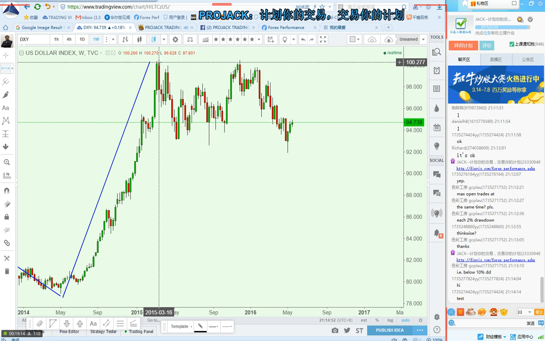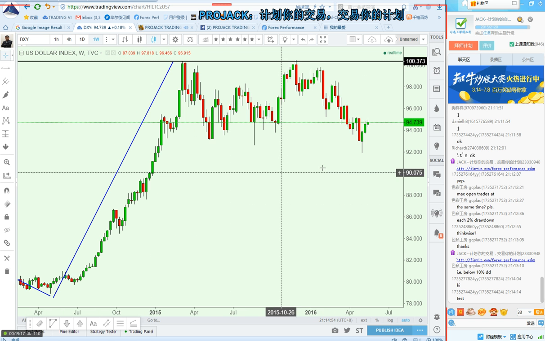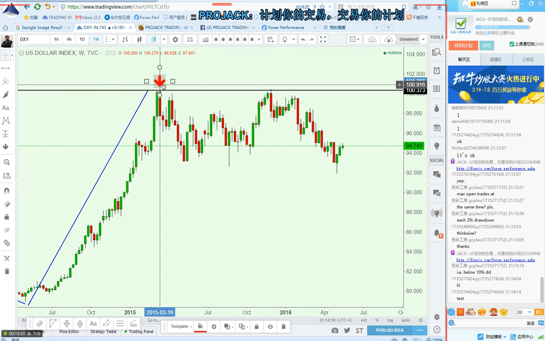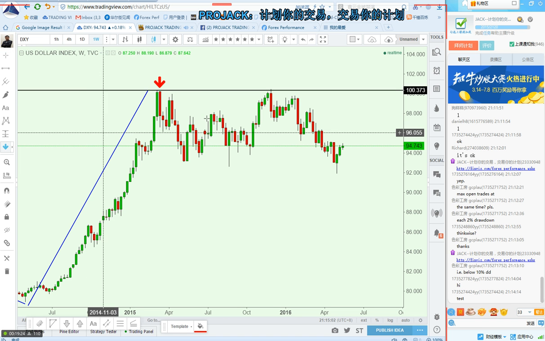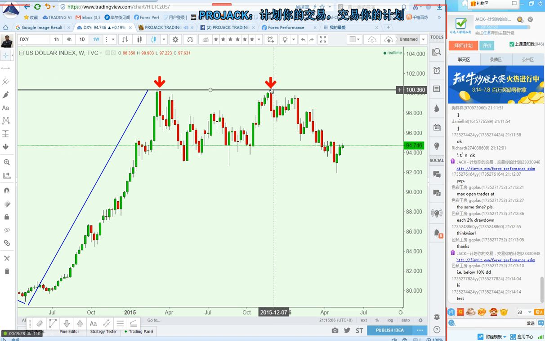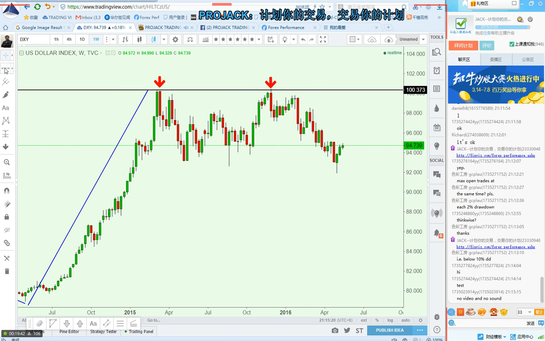We have an equal top, right? We can see clearly the first time the dollar index comes to this level. The second time it tried so hard all the way, but cannot break a new high. So this is called an equal top, equal high. Then the dollar index comes back again, and what do we have?